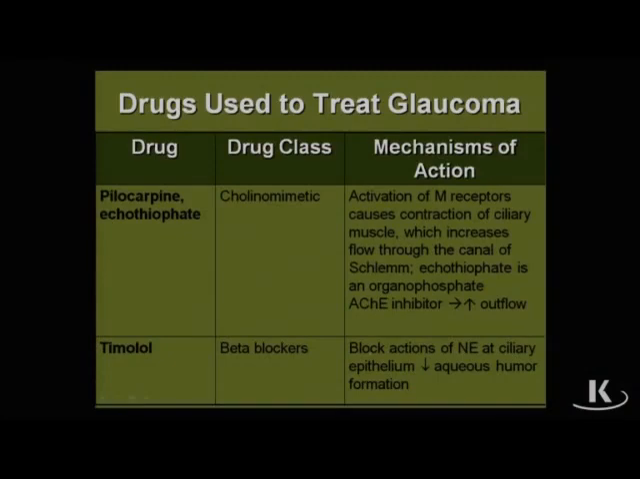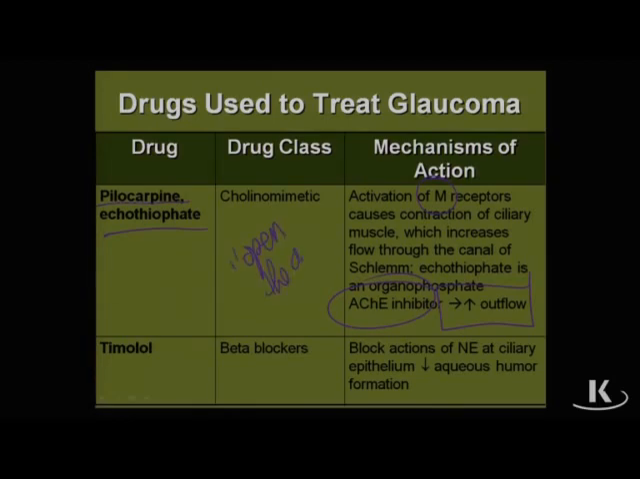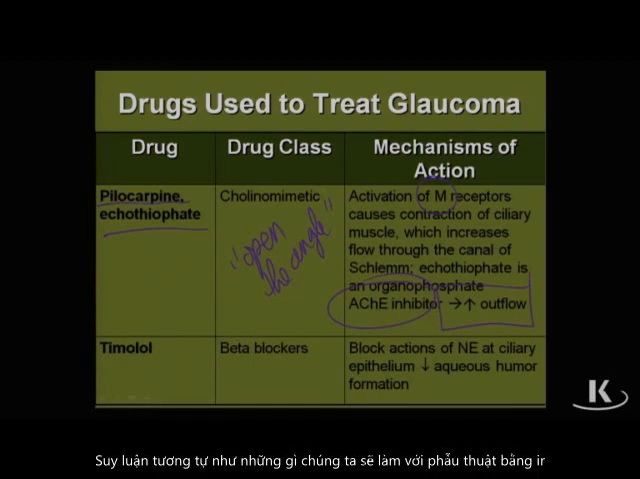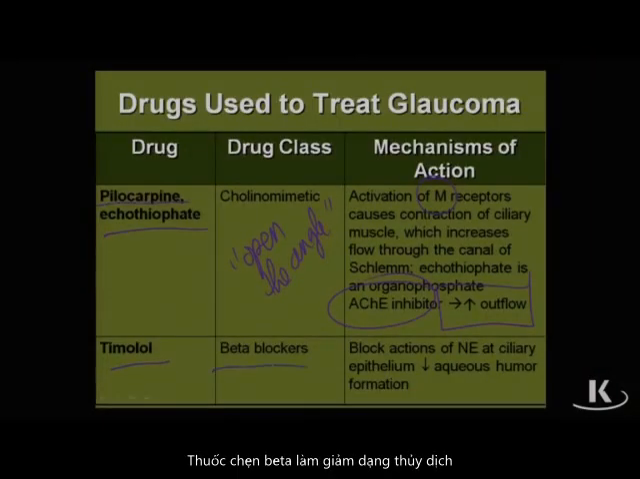This is what we summarized for you in this table. Here are pilocarpine and ecothiopate, muscarinic agonist or acetylcholinesterase inhibitor. They improve the outflow of aqueous humor. They basically open the angle. They do similar to what we would do with surgery with iridectomy, but they do it with a drug. Conversely, you have timolol, a beta blocker, which decreases aqueous humor formation.